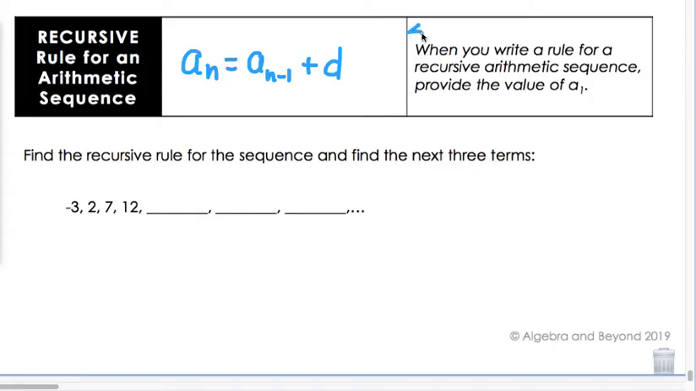And just keep in mind, when we write a rule for a recursive arithmetic sequence, we need to provide the value of a sub 1. Okay? So whenever you write that rule, just make sure you say when a sub 1 equals, and I'll show you that in a minute.